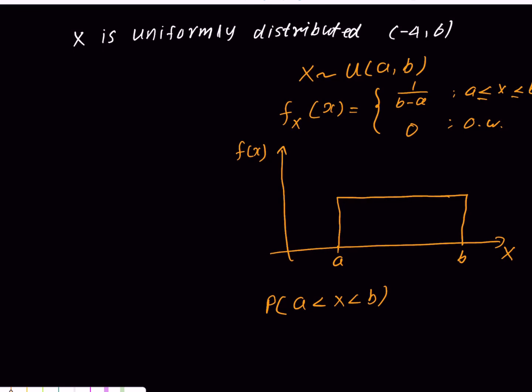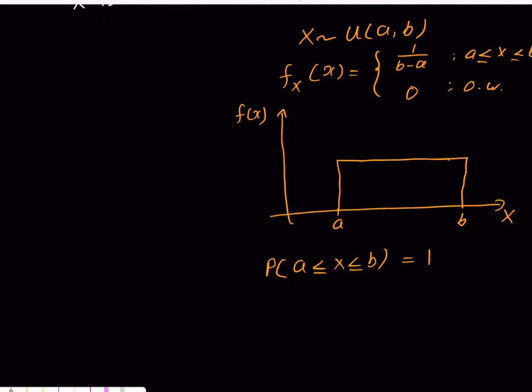must be equal to 1, right? It must be equal to 1. Whether we include the endpoints or not does not matter, because both are the same, since this is continuous, right? So how do we find the probability? Probability is the area under the curve and above the x-axis.